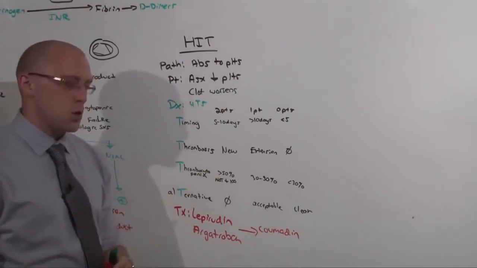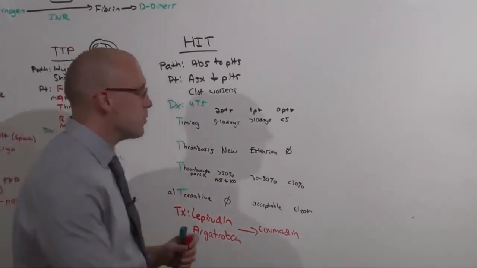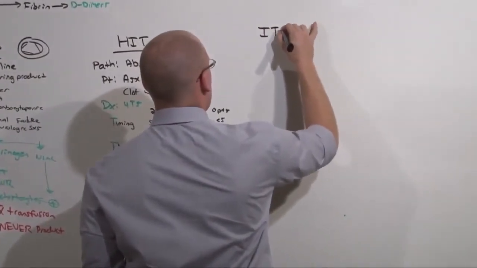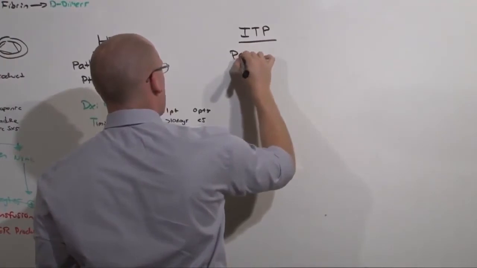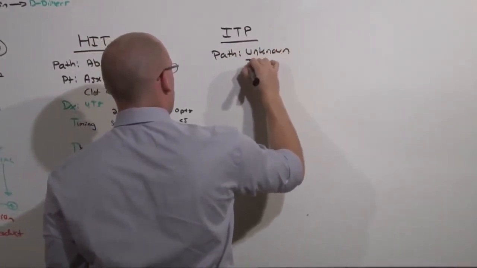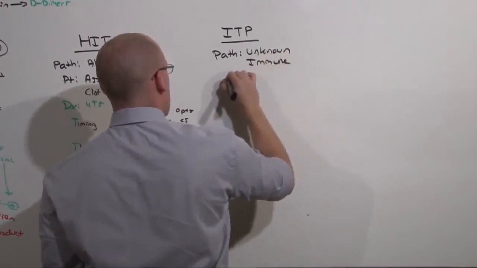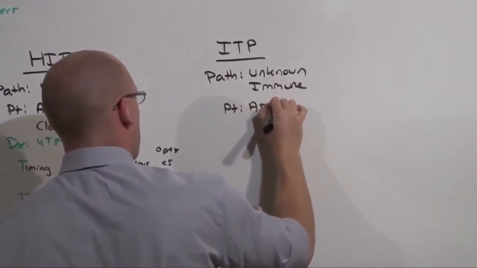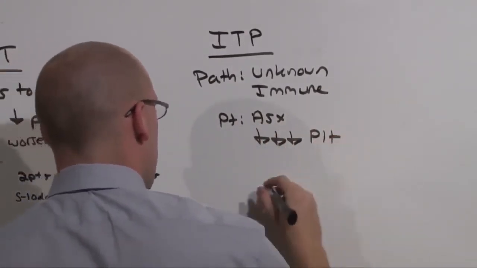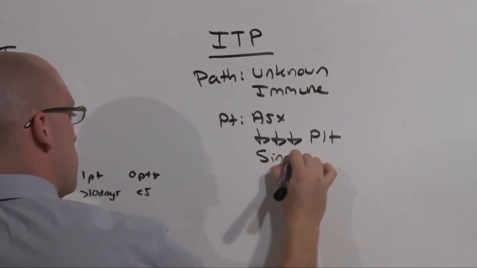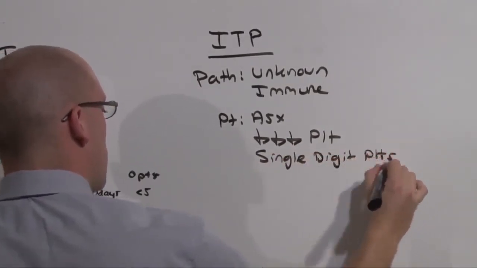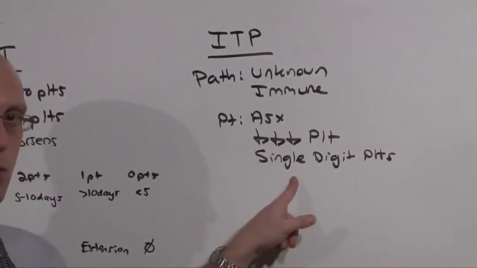And finally, we're going to finish up with the easiest one of all, immune or idiopathic thrombocytopenic purpura. The pathology is unknown and thought to be immune. The patient is going to be essentially asymptomatic with extremely low platelets. If you see single-digit platelets, that's either chemotherapy or ITP.